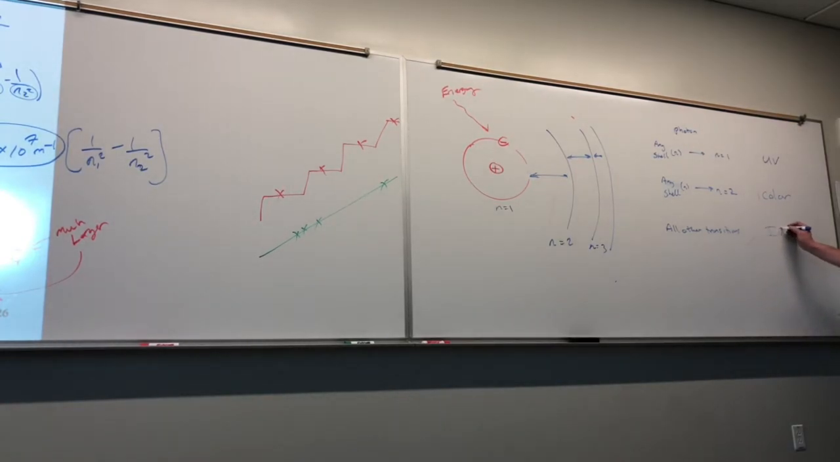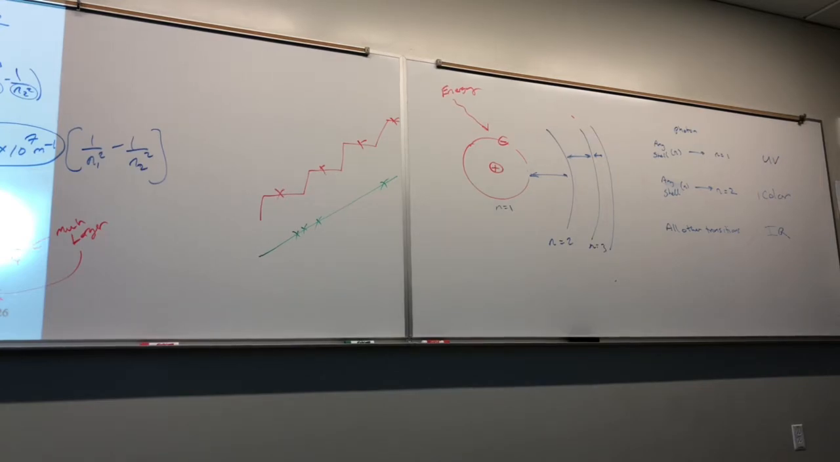Those are all going to be IR energies. The wavelengths are going to be much larger because the distances between those shells are going to be much closer together. So these are the three types of colors, the three types of energies that you see given off by a hydrogen atom via that equation.